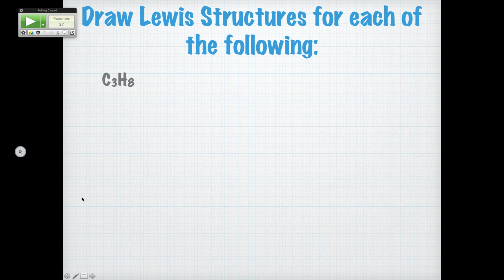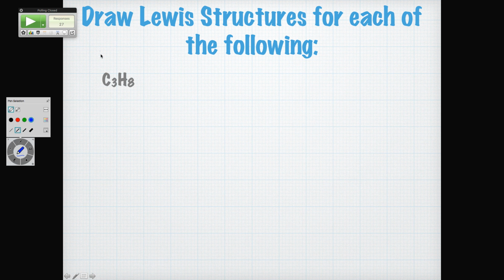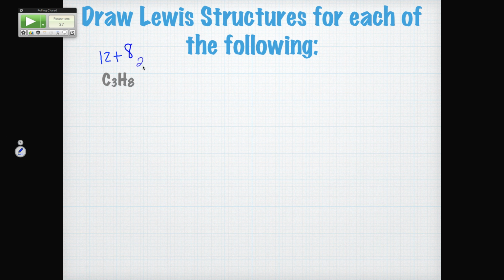Okay, so we're going to draw a Lewis structure for C3H8. The first thing we're going to do is calculate the number of valence electrons and add them up. Each carbon gives you how many valence electrons? 4. 4 times 3 is 12. And how many do I get from 8 hydrogens? 8, 1 from each. So I should have 20 valence electrons in my picture.